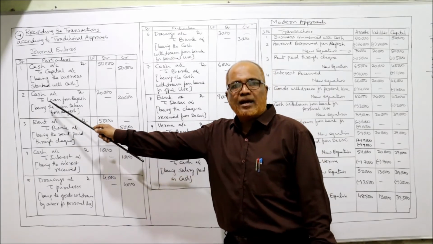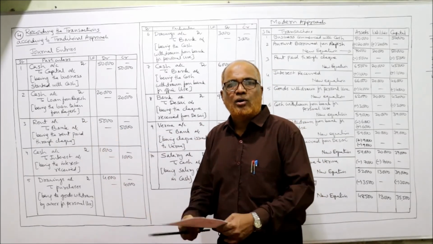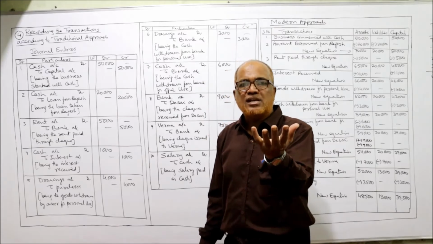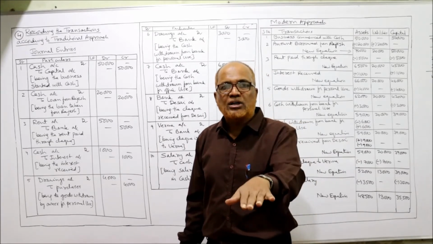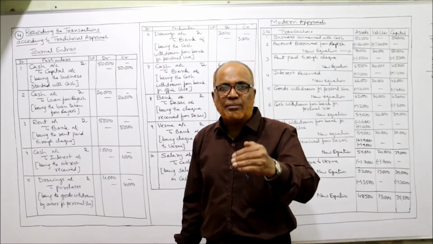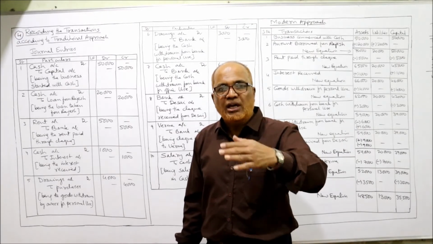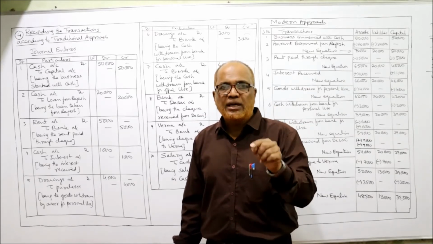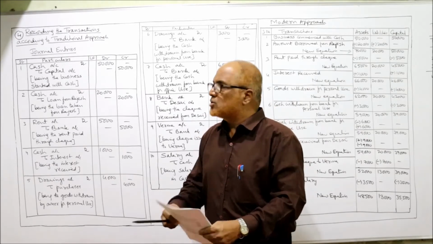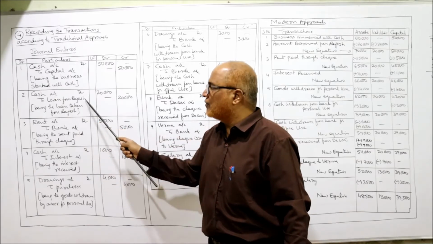Two accounts: one is debited, the other is credited. You have to see cash. Cash is a real account. The rule is debit what comes in. If cash comes in, we debit cash. If cash goes out, we credit cash. So in this case, cash is coming in, so cash account is debited, to loan from Rajesh.